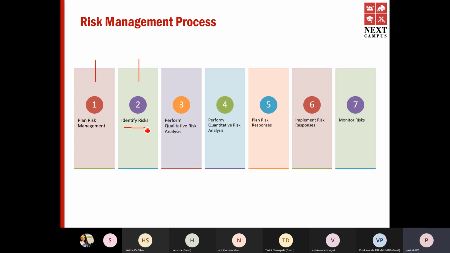Now, practically in a project, you might identify hundreds of risks, right? But if you were to put a response strategy for all of those risks, you won't be able to manage the project. You will only be able to identify the risks and put response strategies, right? You need to manage the project as well. Because of that, you do a qualitative risk analysis. What is a qualitative risk analysis? What do you think?